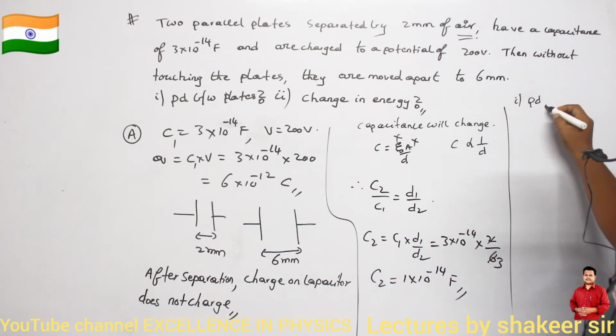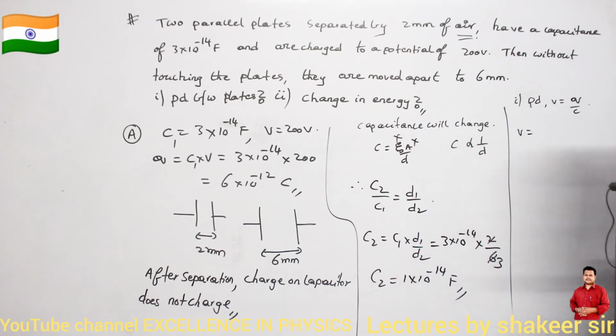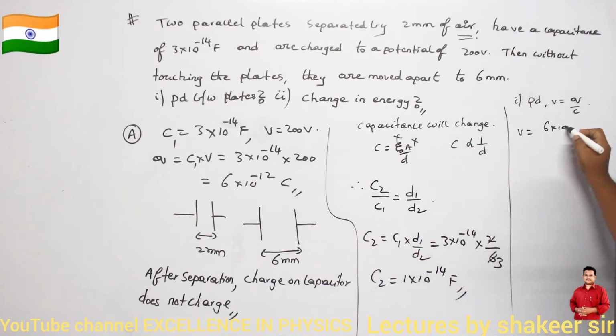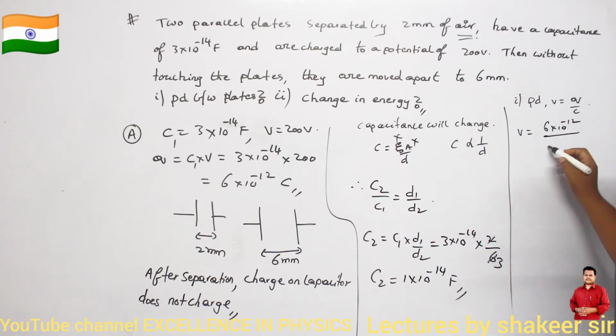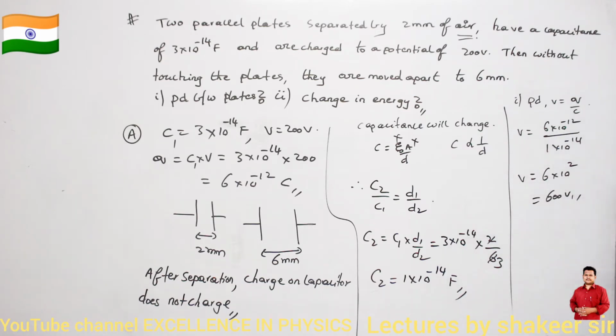Potential difference V is equal to Q divided by C. So the charge stored is not going to change, no? What is the initial charge? 6 into 10 power minus 12. The final charge also will be the same. Now, what is the final capacitance? Final capacitance is 1 into 10 power minus 14. So V is equal to 6 into 10 power 2. Clear? So 600 volts of potential difference is present in this condition.